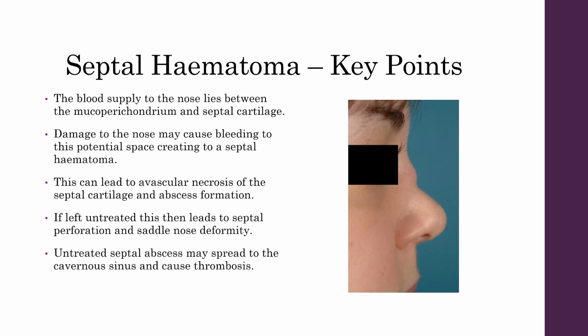Key points to look out for in patients with septal haematoma are that the blood supplied to the nose lies between the mucoperichondrium and the septal cartilage. Damage to the nose may cause bleeding to this potential space, and this causes septal haematoma. This can cause avascular necrosis of the septal cartilage and may also be a risk factor for abscess formation.